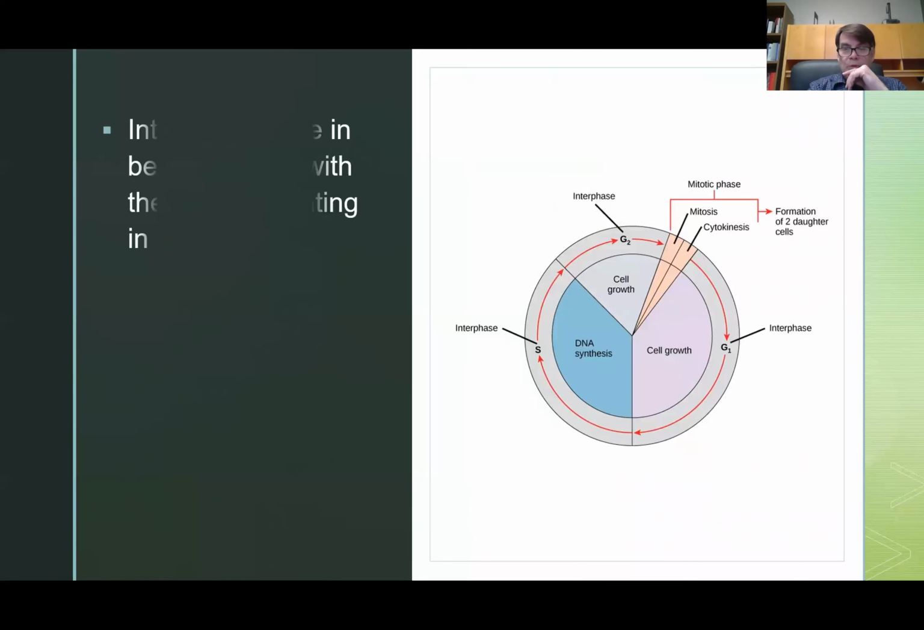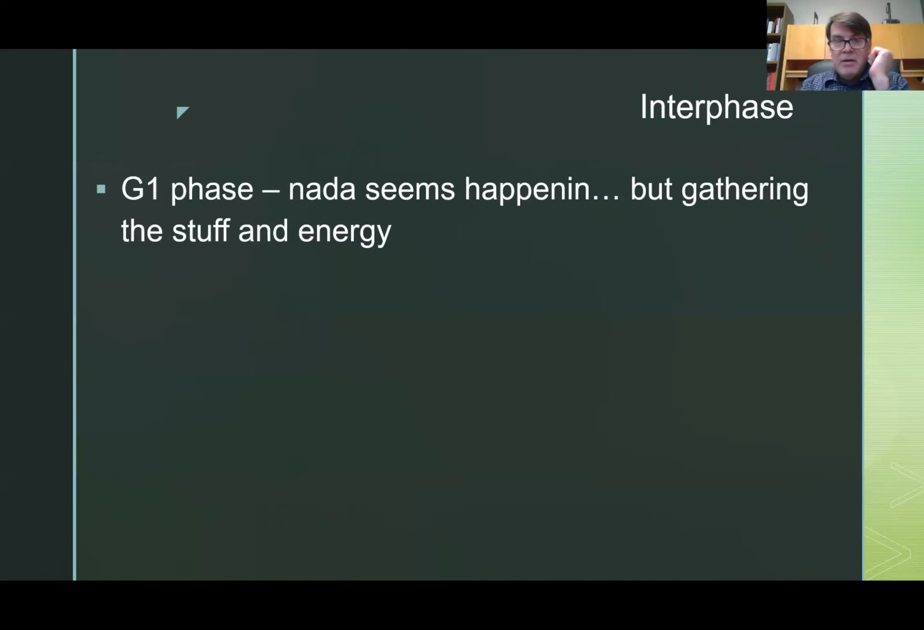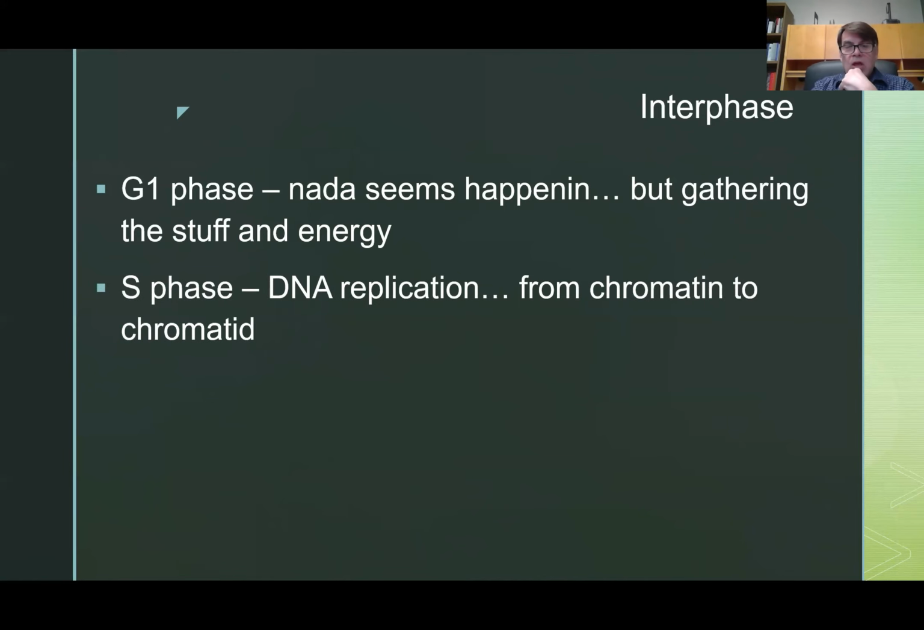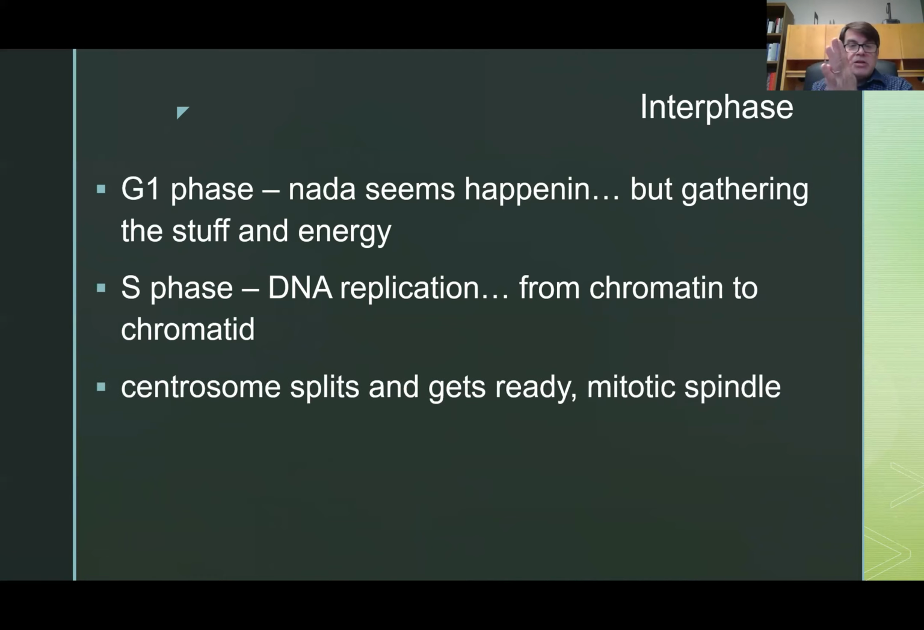Okay, so my brain has not failed me yet. It will. I've got to get it all out before it all seeps out of my holy brain. Okay, so that's the S phase. So G2, the centrosome splits and gets ready in this.